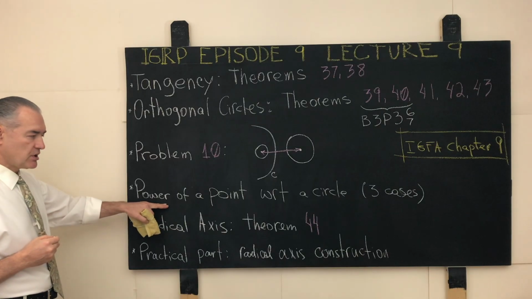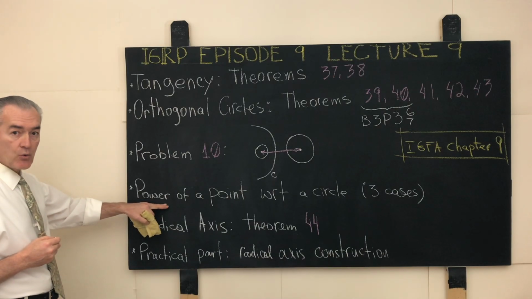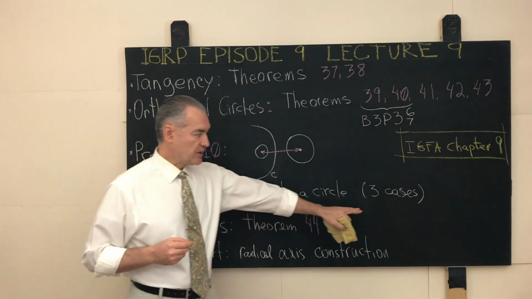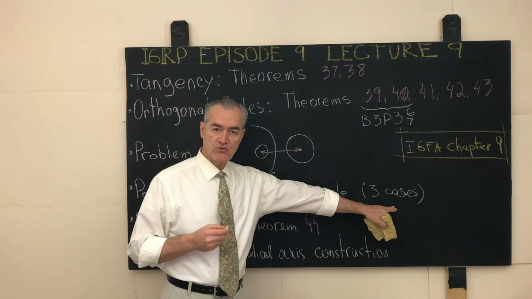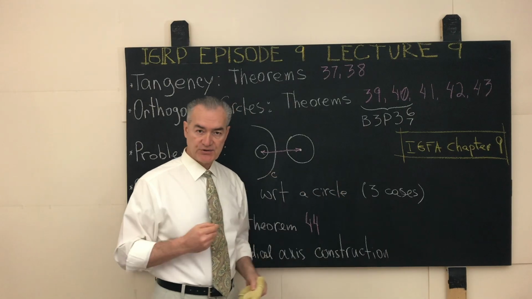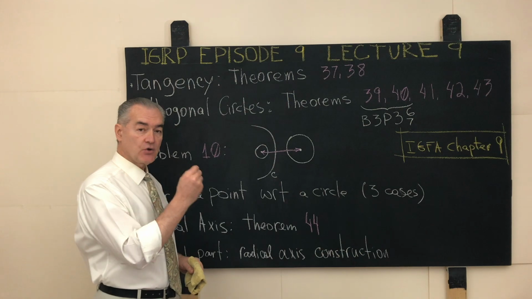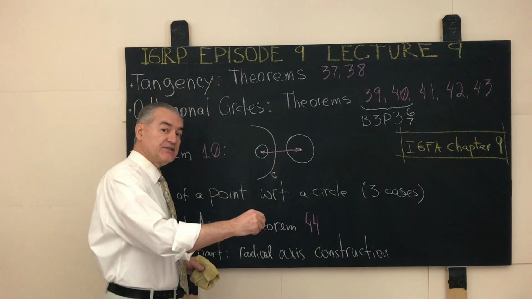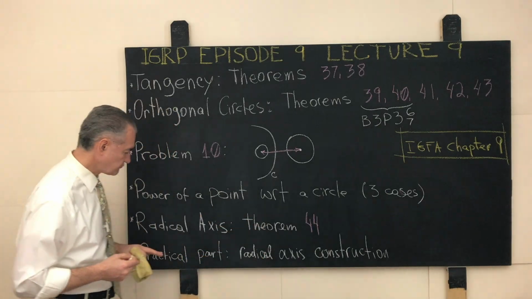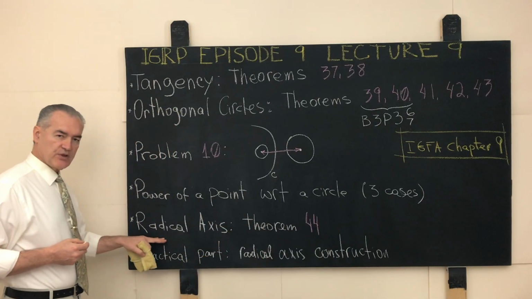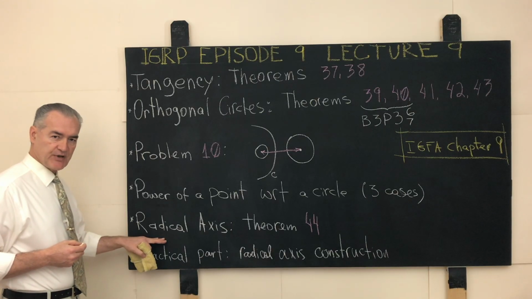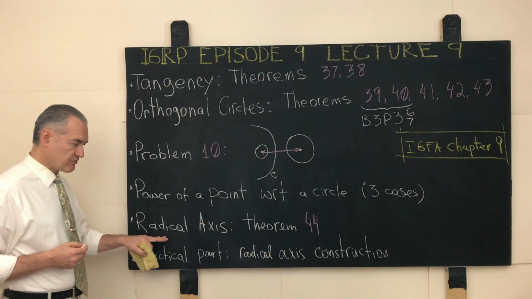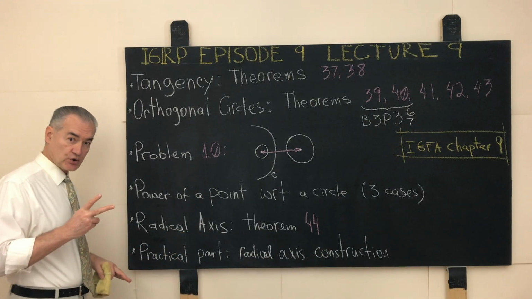Next, we will look at the notion of the power of a point with respect to a circle, and we will cover the three cases when the point of interest is located strictly outside, exactly or precisely on, and then the third case is strictly inside of a given circle. And in connection with the power of a point with respect to a circle, we will also introduce another notion called the radical axis of two circles.